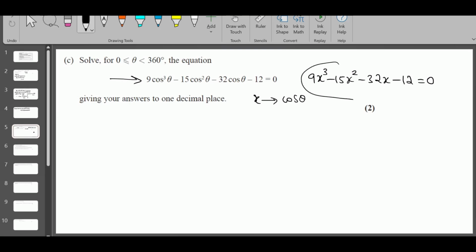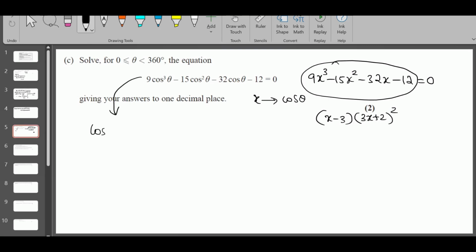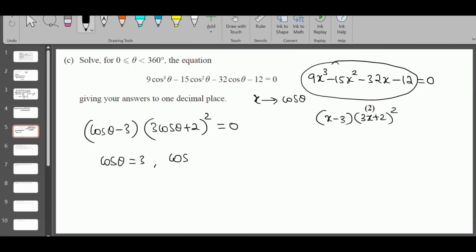We factorized this function in the previous part, right? We factorized it as x minus 3 times 3x plus 2 whole square. So you can factorize this as x minus 3, where x is cos theta. Cos theta minus 3 times 3 cos theta plus 2 whole square is 0, because it looks exactly like f of x. Equate it to 0 separately. You will get cos theta is 3. 3 cos theta plus 2 is 0, so cos theta is minus 2 over 3.